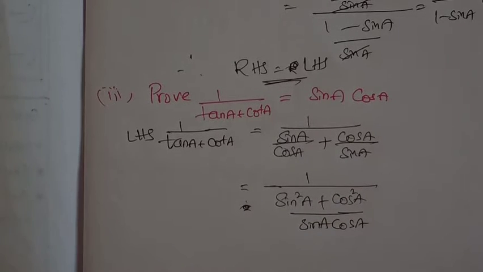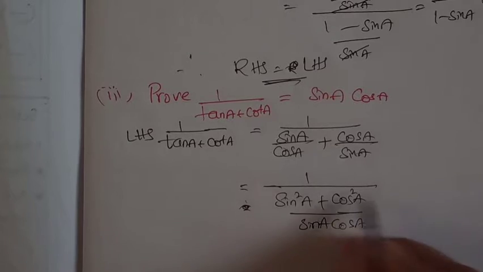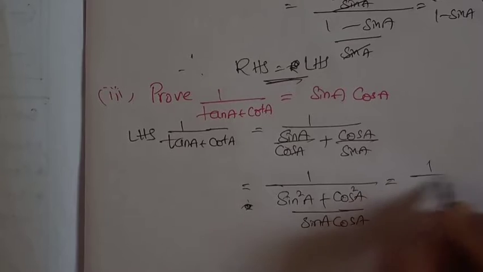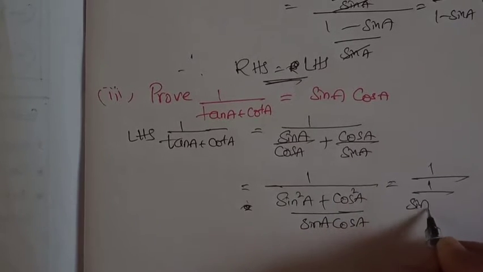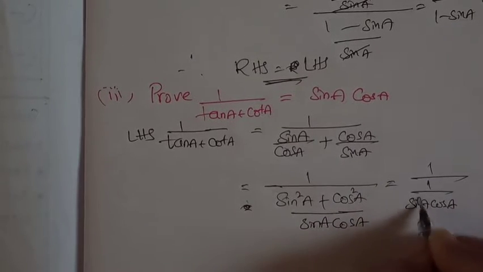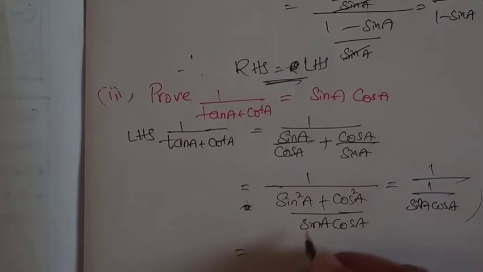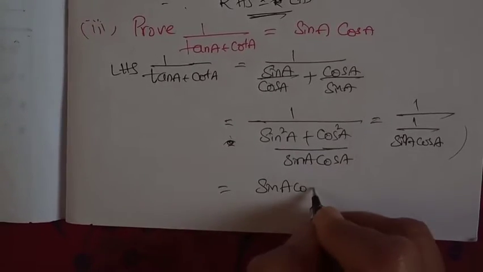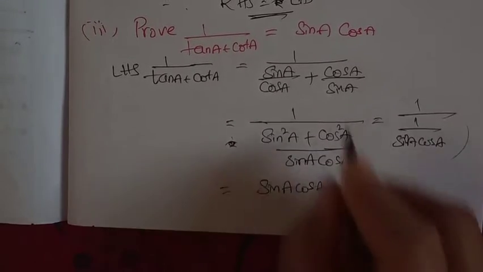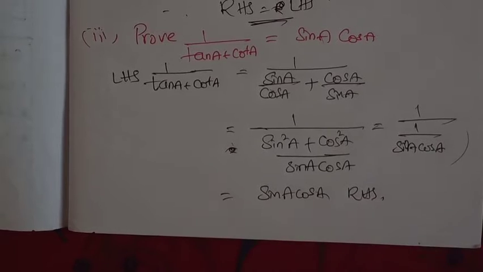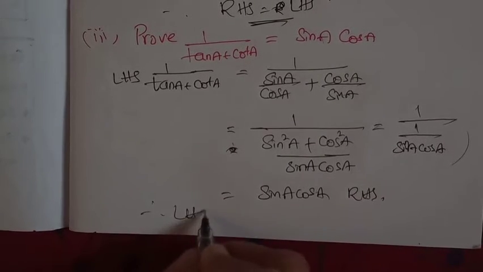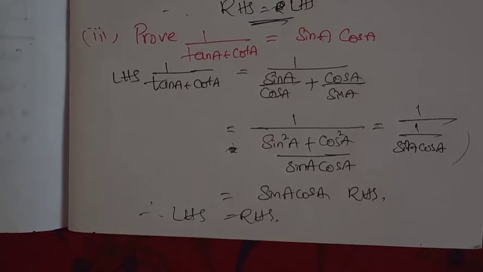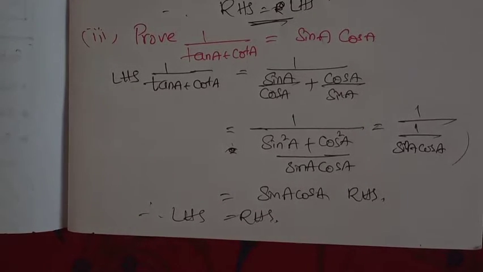Okay, children? Yes. Now we can go with the reciprocal. What is the answer? Here again 1 by (sin A cos A) in the denominator. Okay. Now by reciprocal we are getting sin A and cos A. Okay, this is what RHS. Okay, children. Therefore, LHS equal to RHS. Okay, children. Yeah. Next one.